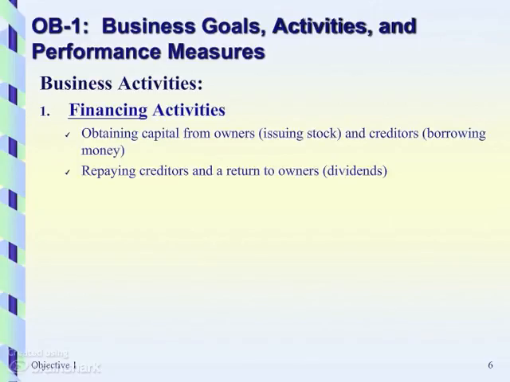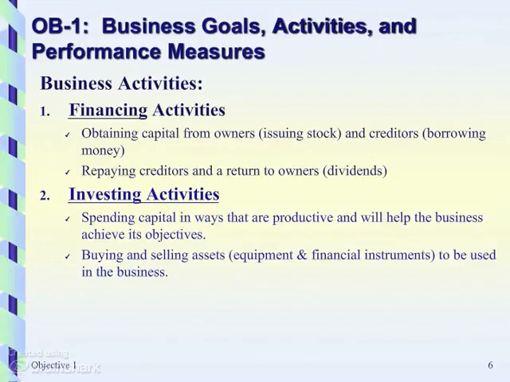The business activities can be broken down into three primary categories. First, we have financing activities. Financing activities are those activities which obtain capital from owners, which is primarily focused on issuing stock, and creditors, which is essentially borrowing money. And then we have to repay those creditors who we borrowed the money from, and we also have to provide some sort of return to our owners. We provide a return to our owners in the form of dividends.